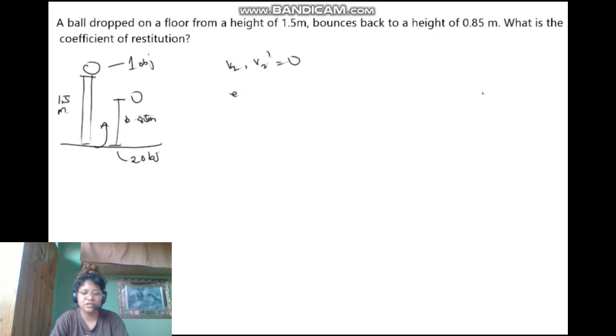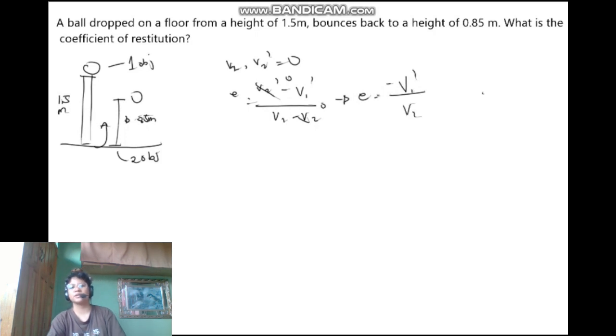The formula for coefficient of restitution is v sub 2 prime minus v sub 1 prime is equal to v sub 1 minus v sub 2. Since v sub 2 and v sub 2 prime are 0, we can simply cancel those out, and we will get the formula: negative v sub 1 prime is equal to v sub 1.